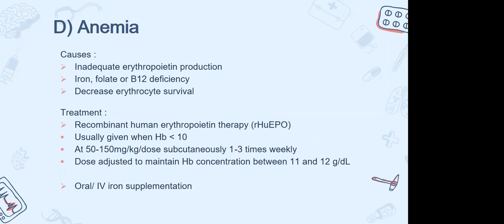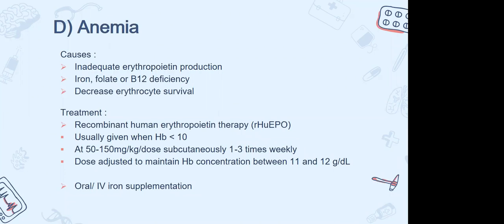So for the anemia, anemia in patients with CKD primarily results from inadequate erythropoietin production. When the kidney cannot produce the erythropoietin hormone, it will affect the production of red blood cells, resulting in anemia. Usually, anemia manifests in patients with stage 3 or 4 CKD. Stage 1 and stage 2 rarely have anemia. Other contributory factors such as iron, folate, or fetal deficiency, and decrease in erythroid survival could be possible causes. So how do we treat it?